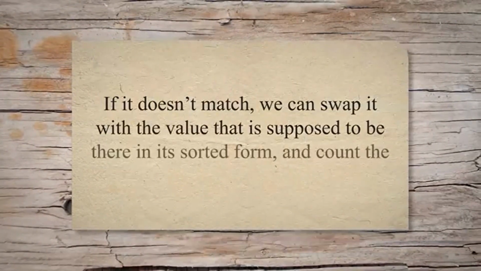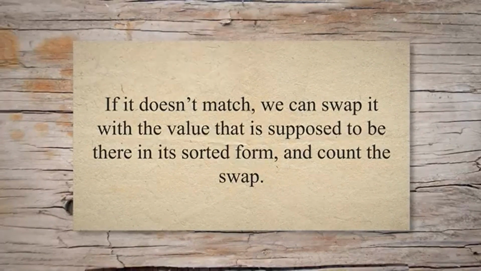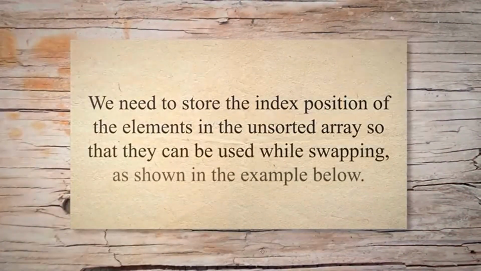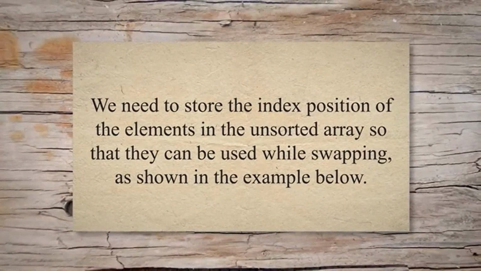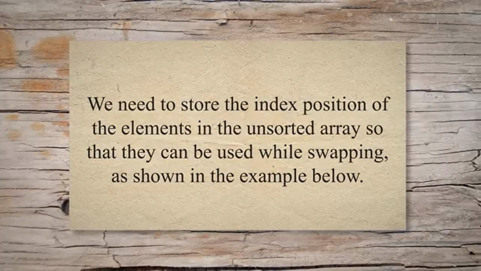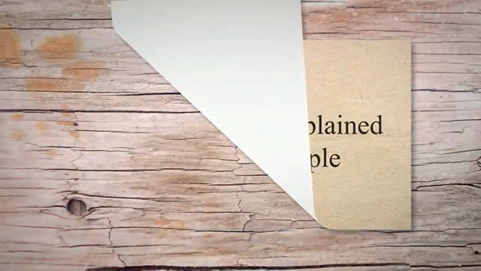If it doesn't match, we can swap it with the value that is supposed to be there in its sorted form, and count the swap. We need to store the index position of the elements in the unsorted array so that they can be used while swapping, as shown in the example below. Solution logic explained with an example.